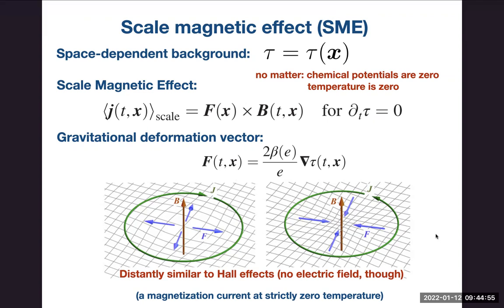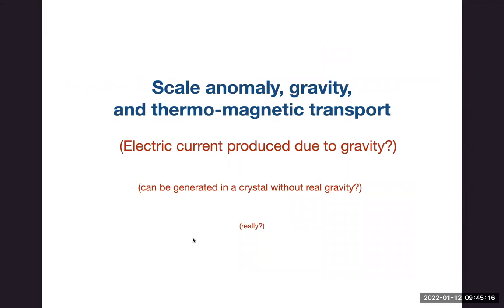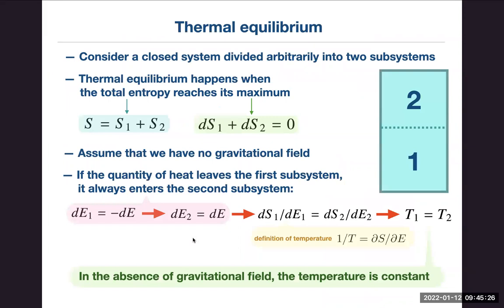So one gets electric currents which will be running around. It reminds a little bit of the Hall effect, the only difference being that we don't have any electric field there. With the magnetic field, you can get some magnetization current which appears in the medium, with this chiral magnetic effect in this particular case. Okay, and you say, so what? I mean, you have this gravitational anomaly and thermal transport, but can we apply it somehow to our system? Can we relate it to real crystals?